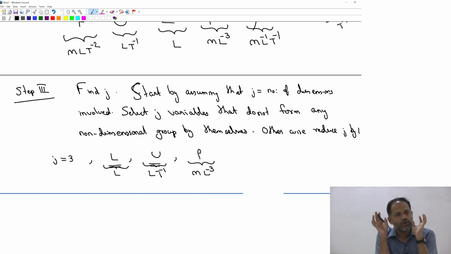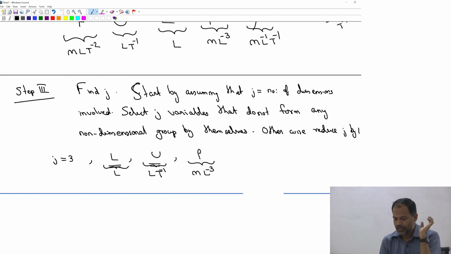Can you write rho, L and U in any combination that you like so that it can become non-dimensional? No, right? That's because one thing is that rho has an M in it. There are no other quantities which has got mass in it. So whatever way you write, that M is not going to go away. Similarly, U has a T in it. Okay, so that T is anyway not going to go away.